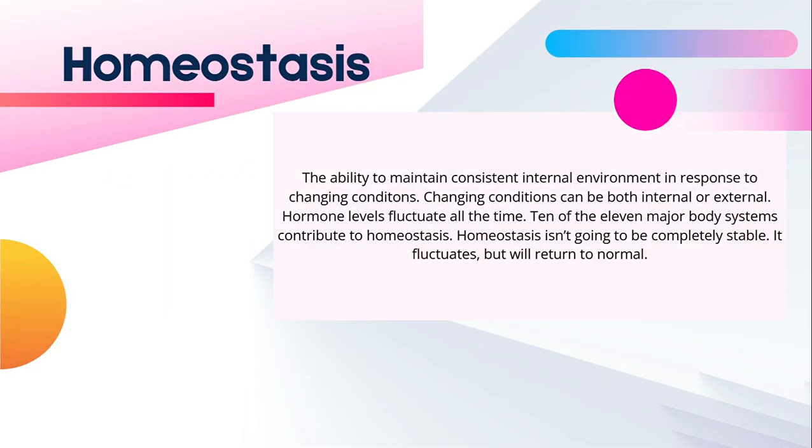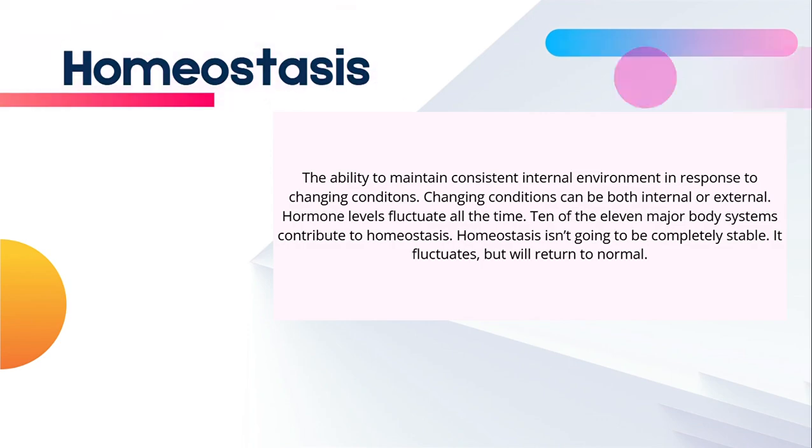Homeostasis, the ability to maintain a consistent internal environment in response to changing conditions. Changing conditions can be both internal or external. Hormone levels fluctuate all the time. 10 of the 11 major body systems contribute to homeostasis. Homeostasis isn't going to be completely stable. It fluctuates but will return to normal.